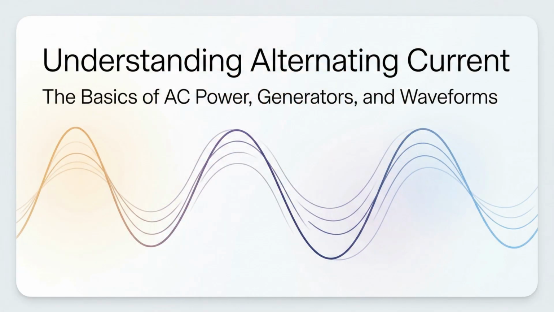Welcome to our lesson on alternating current. Today we are going to explore the type of electricity that powers most of the equipment you will encounter in the field, from air conditioners to heating units. We will cover what AC is, how it is generated, and how to read its waveform.